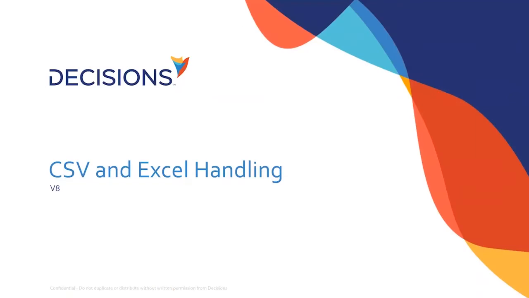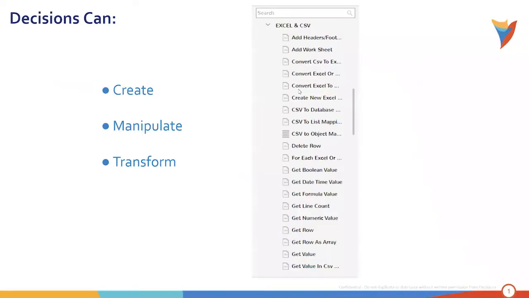I am a sales engineer here at Decisions, and today I wanted to walk you through the CSV and Excel handling. Today we're going to go through a few different categories. The first one we're going to do is create, then we're going to go through manipulating that data, and lastly we're going to transform that data.